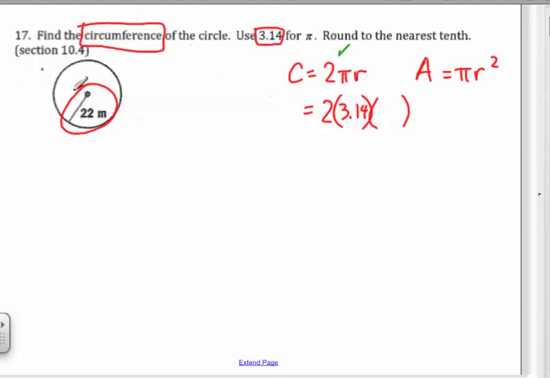What do you think, Kai? It's a radius. And what makes you think it's not a diameter? Because it's half of the circle. It's just from the center to the outside. It's not across the circle. Okay? So I'm going to put 22 in there.